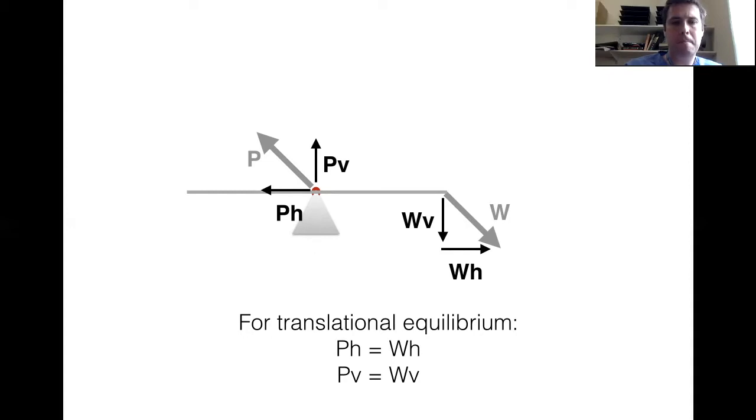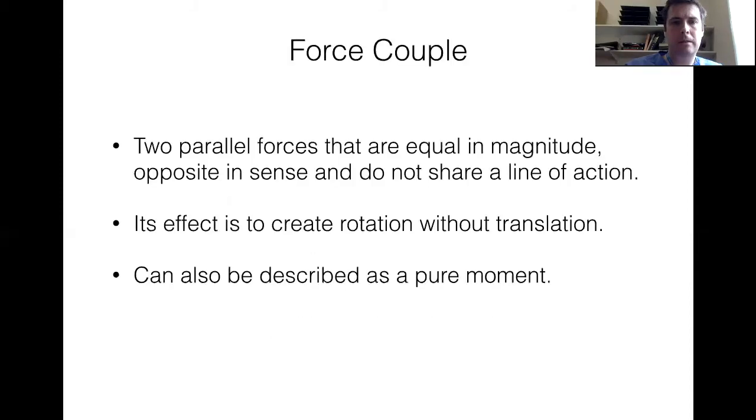So what's a force couple? Well, this describes a situation where you have two parallel forces that are equal in magnitude but opposite in direction, and they don't share a line of action. So the result is that you actually get pure rotation without translation. And this can also be described as a pure moment.